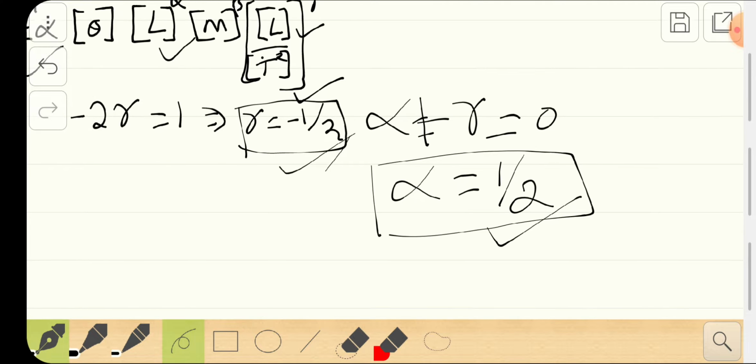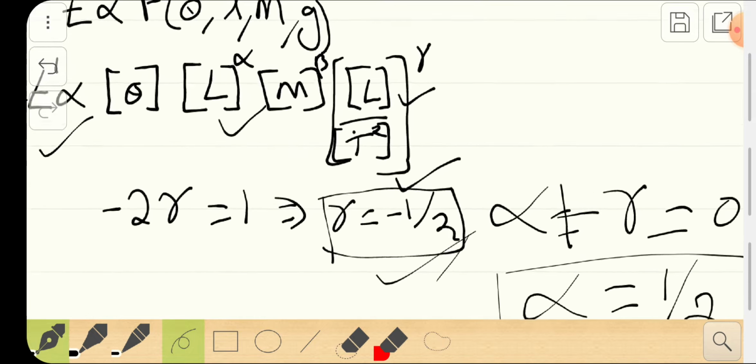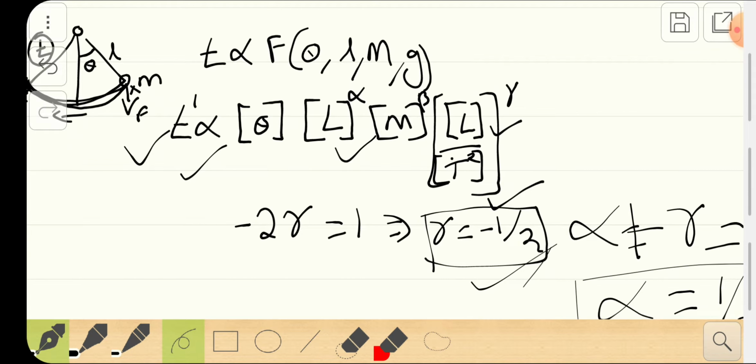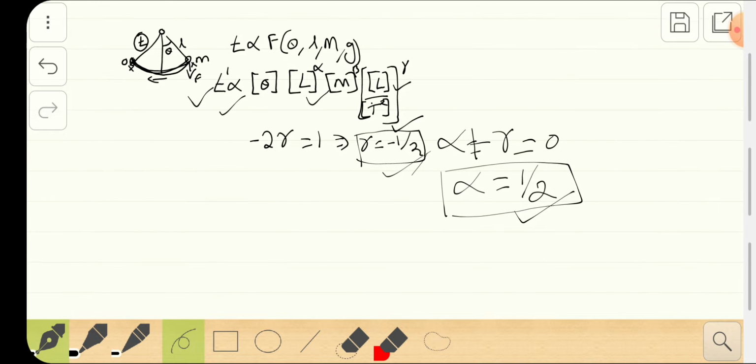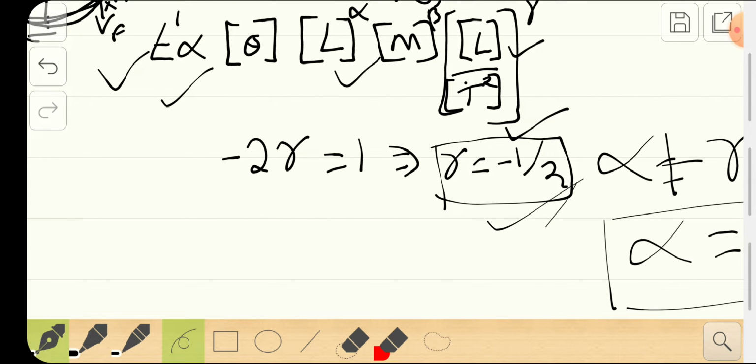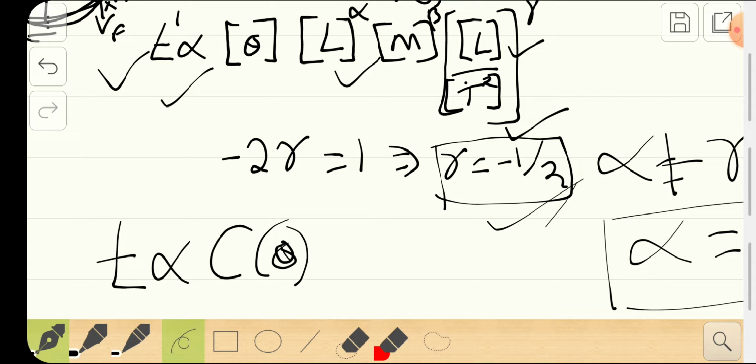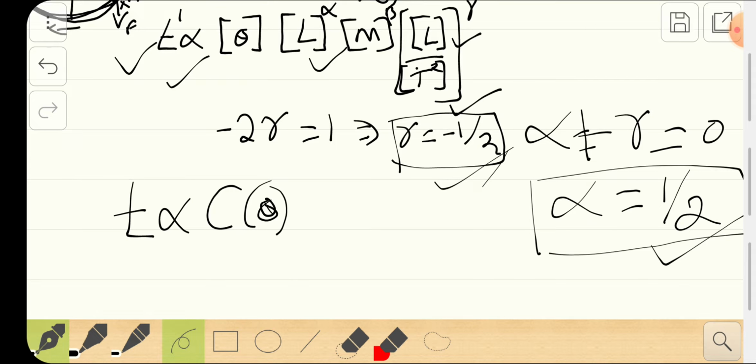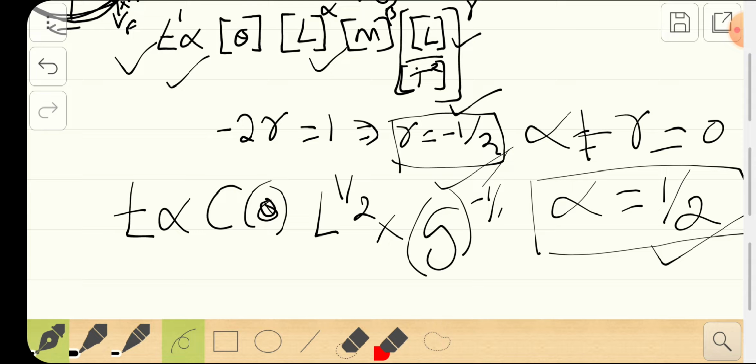Now we have alpha and gamma, and the only thing is m has beta, and there is no m term on the left side. That means beta is equal to 0. So that's it. Our solution will comprise some constant, which will be a function of theta, times L raised to 1 by 2, that's alpha, times g raised to minus 1 by 2.